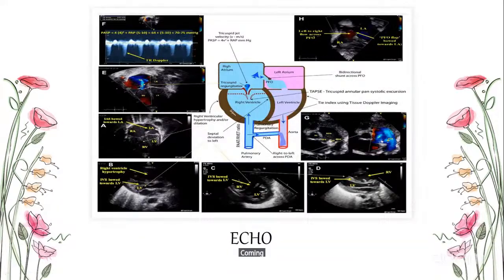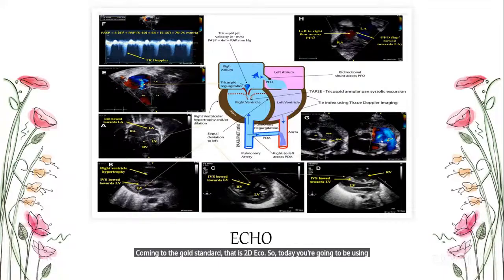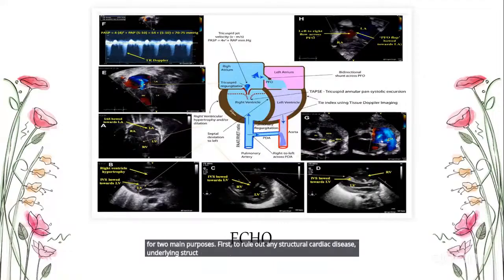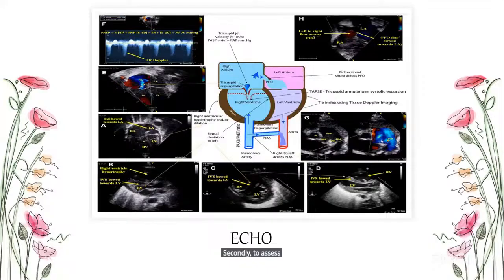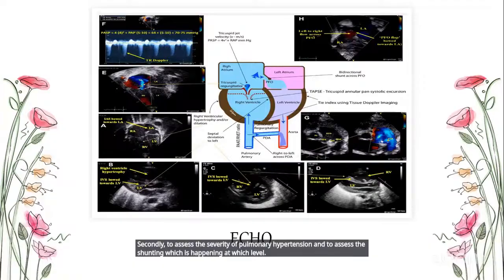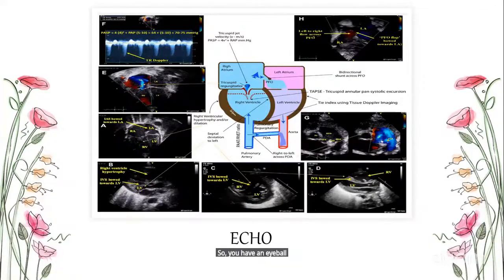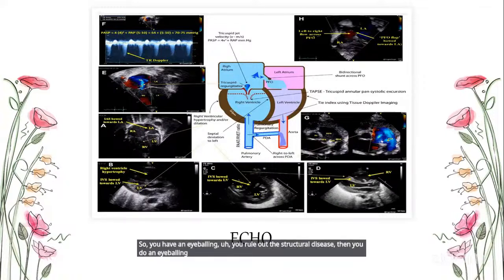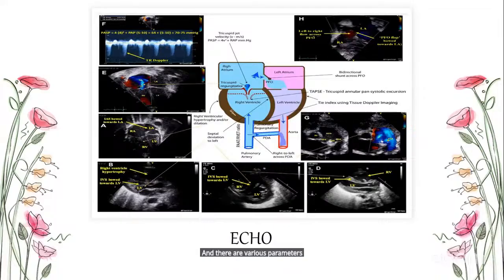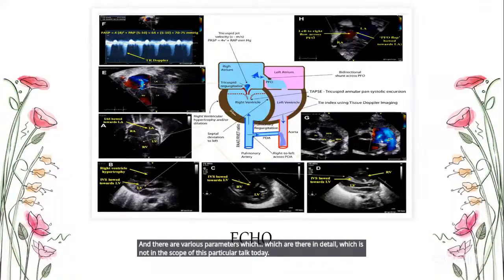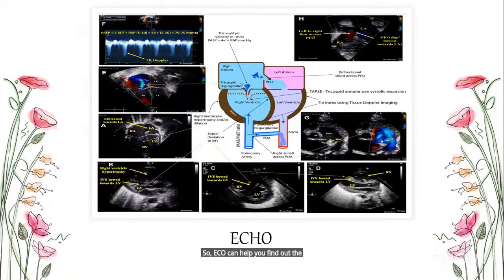Coming to the gold standard, that is 2D echo. You will be using 2D echo for two main purposes. First, to rule out any underlying structural cardiac disease. Secondly, to assess the severity of pulmonary hypertension and to assess at which level the shunting is happening. So you rule out the structural disease, then you do an eyeballing of the position of the interventricular septum. There are various detailed parameters, which are not in the scope of this particular talk today. So echo can help you find out the severity of PPHN and also the response.